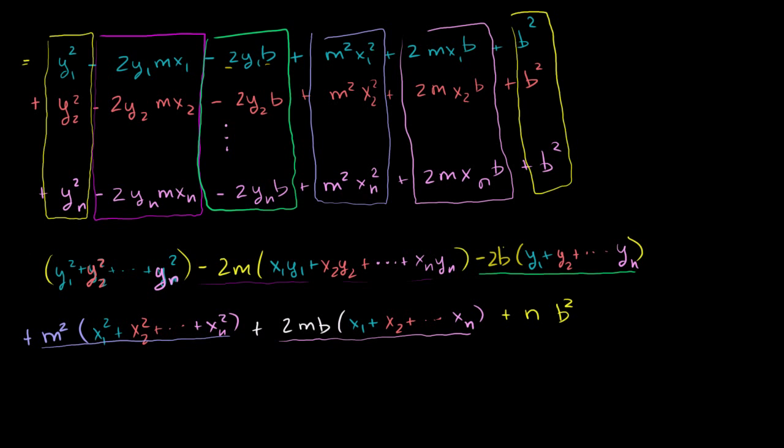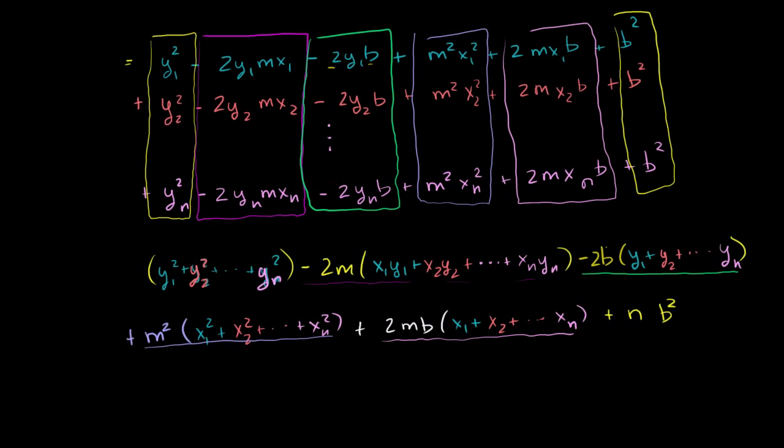Now, let me remind ourselves what this is all about. This is all just algebraic manipulation of the squared error between those endpoints and the line y equals mx plus b. It doesn't look like I've simplified it much, and I'm going to stop in this video right now. In the next video, we're just going to take off right here and try to simplify this thing.